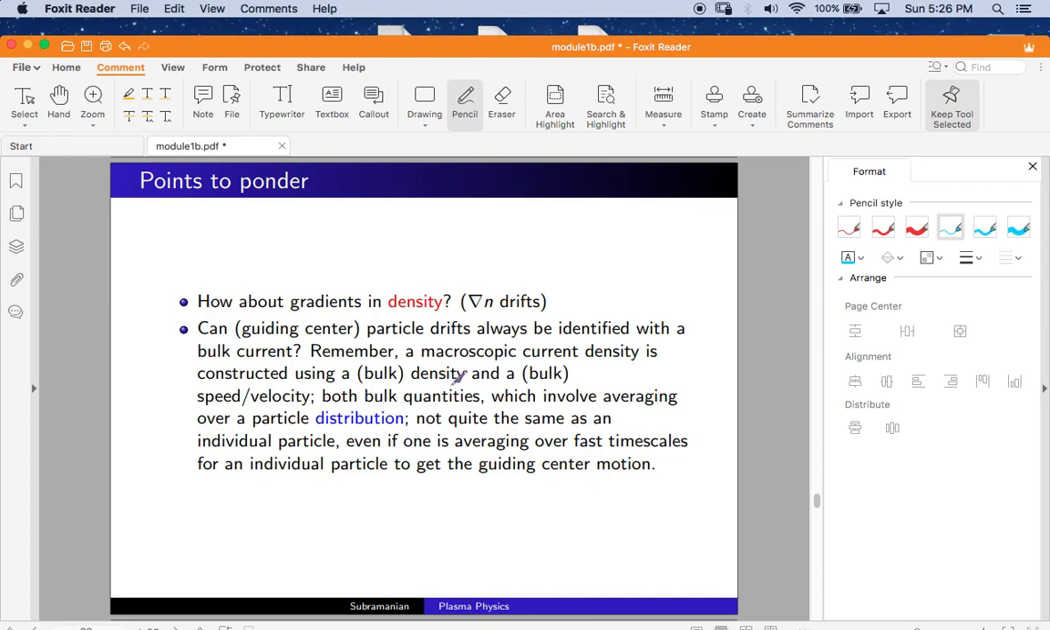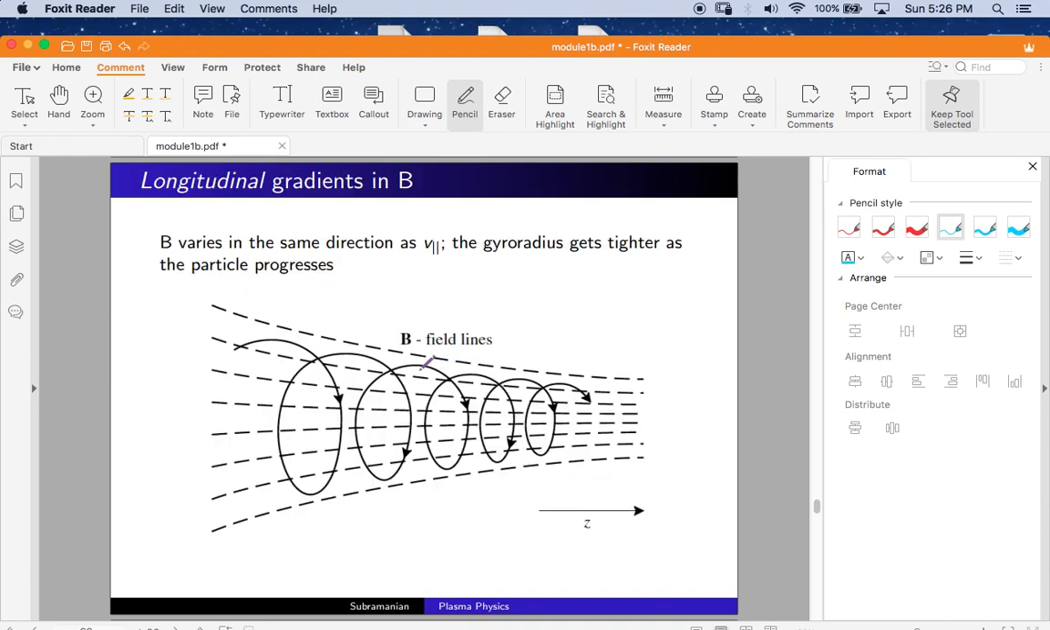Whereas a bulk current density comes from an aggregate over all particles. Okay, so you can multiply by the particle density. That's okay, but just be careful about this. All right. So now we talked about gradient of B drifts, right?